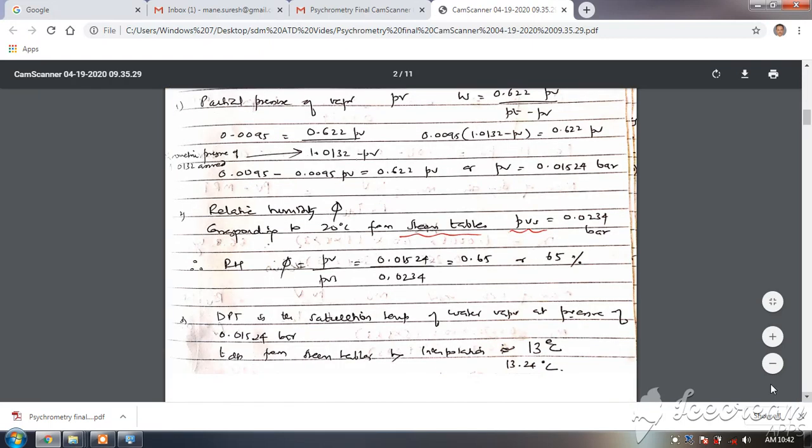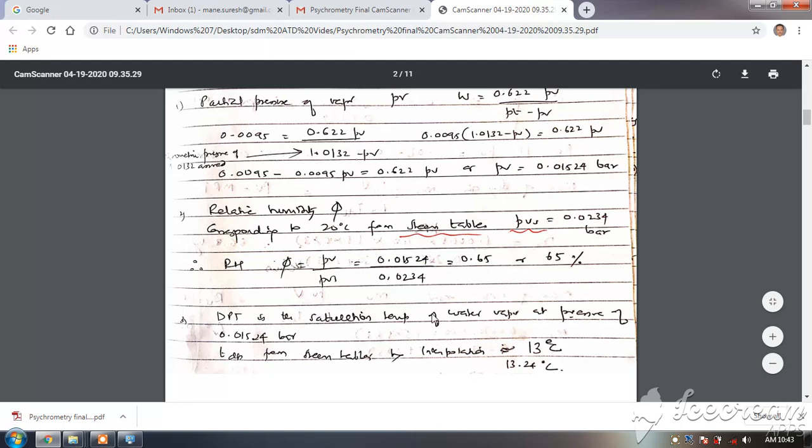Now relative humidity. As the dry bulb temperature is given as 20 degrees centigrade, from the steam table PVS is equal to 0.0234 bar. Okay. So relative humidity is PV by PVS. I am using bar on both sides. So PV is 0.01524 bar divided by PVS, 0.0234 bar. So this is equal to 0.65, or 65%.